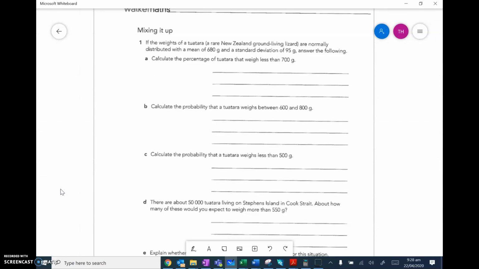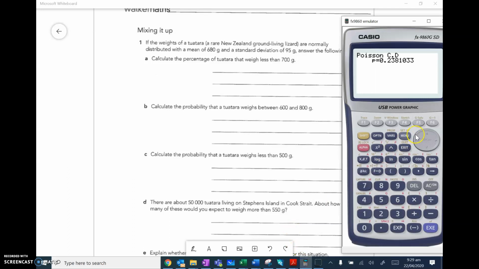Okay, so it says, if the weights of tuatara, a rare New Zealand ground-living lizard, are normally distributed with a mean of 680 grams and a standard deviation of 95 grams, answer the following questions. Calculate the percentage of tuatara that weigh less than 700 grams. Now, the calculator is so amazing. It does this for you. So now we're going to distribution and normal distribution. And almost every single time we're using NCD. So there's no decision between NPD or NCD, always doing a range of values.